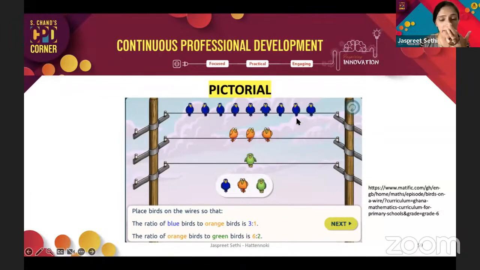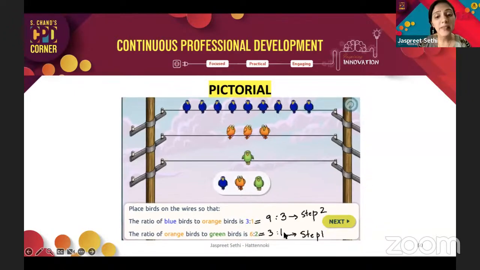Again, increasing in complexity, something along these lines, that the blue to orange is 3:1 and orange to green is 6:2. Now what do we do? How do we place the birds on the wire? So that 6:2, again, making the bar models and showing that when I scale that, that's the same as 3:1. So that would be step 1.